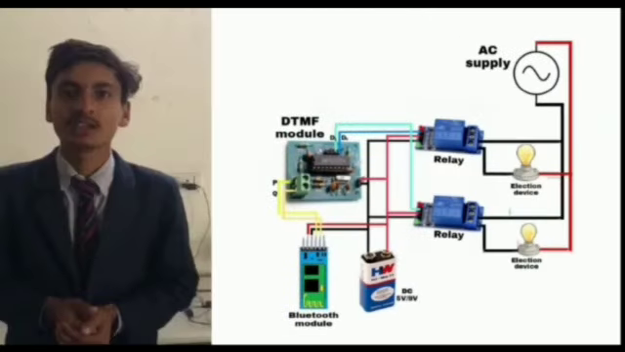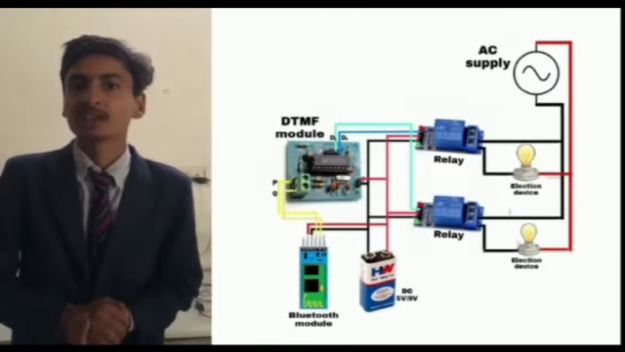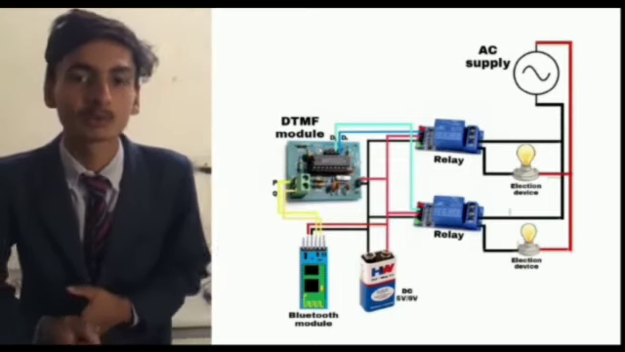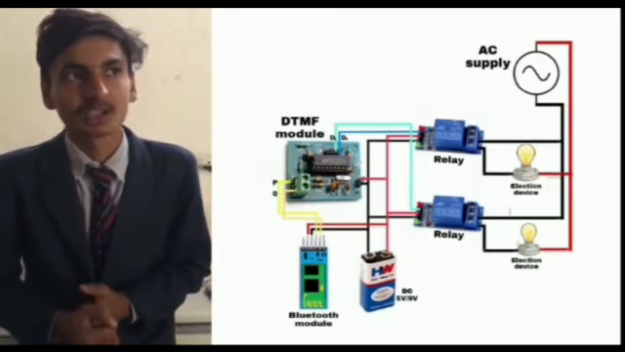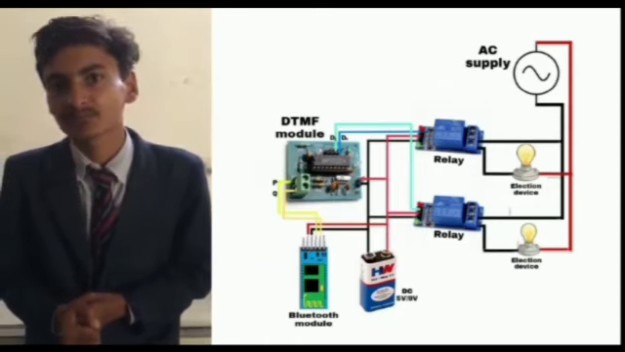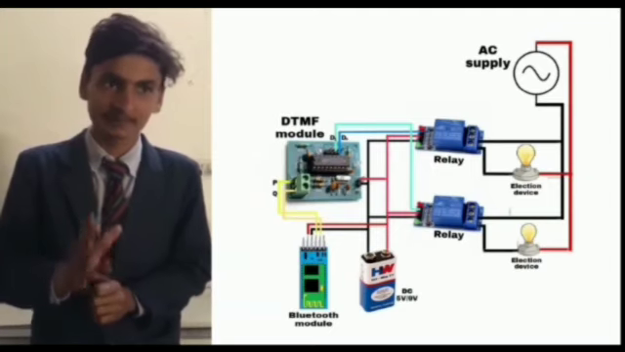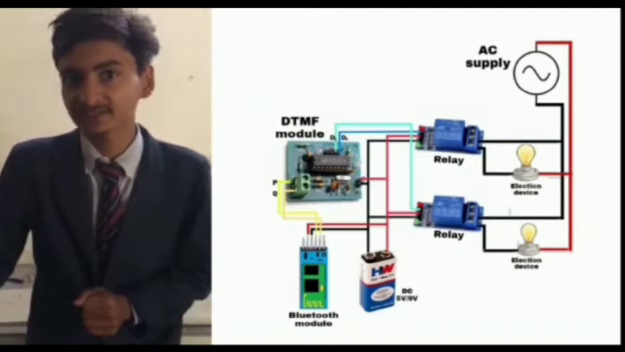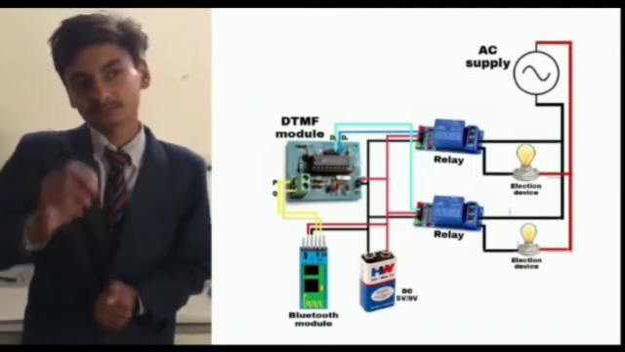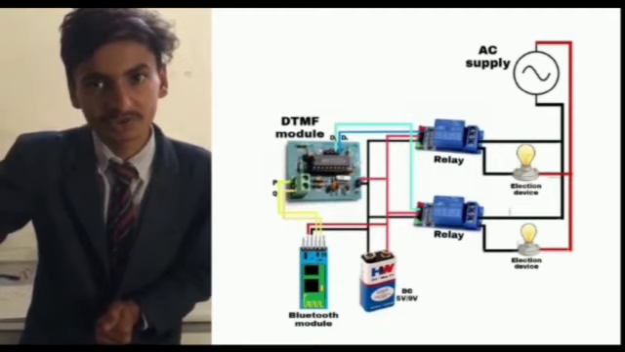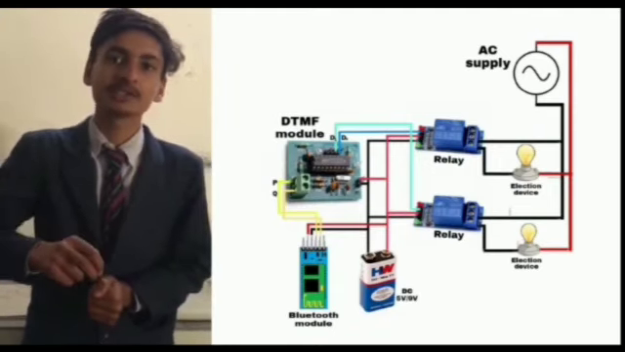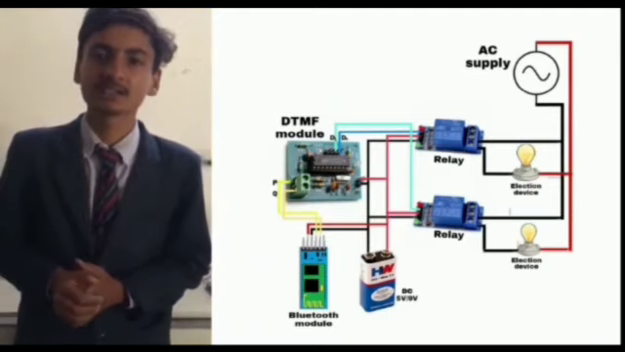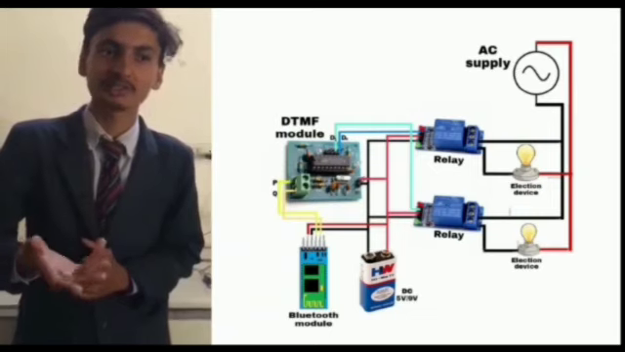And let's talk about the circuit diagram. The DTMF module is connected to the Bluetooth module at points P and Q on the DTMF circuit, which are the inputs for DTMF, and then the output of the DTMF module, which is D0, D1 and D2, is connected to the relays' input pins. The relay and DTMF module are powered by a 9 volt DC battery, and then a relay is connected to the bulb and fan, which is also connected with the AC supply.